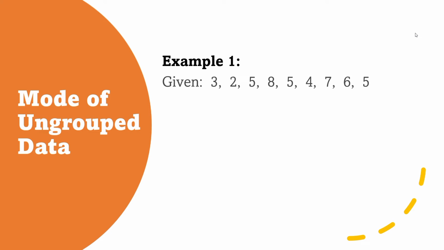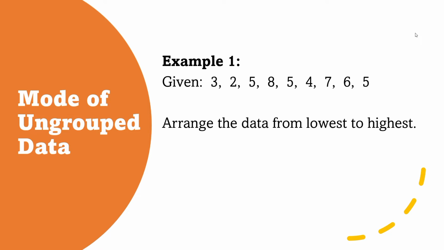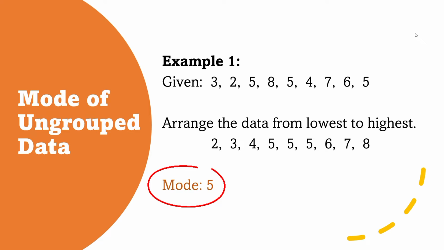So for example, we have 3, 2, 5, 8, 5, 4, 7, 6, 5. And by the way, this is a mode of ungroup data pala. So the first step is to arrange the data in ascending order, from lowest to highest or vice versa. So we have 2, 3, 4, 5, 5, 5, 6, 7, 8. So ang pinakamaraming value na nag-appear is yung 5, which is 3 times siyang nag-appear sa ating data. So our mode for this data is 5.